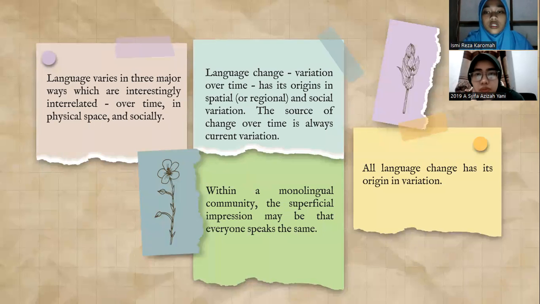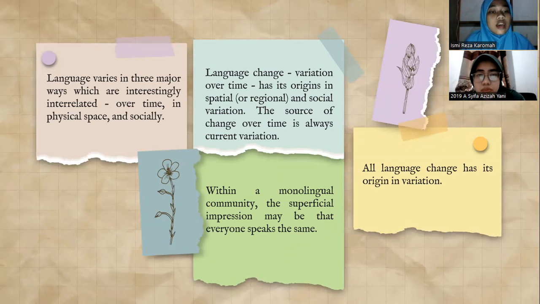Okay, so there are some points that I will talk about in this part. The verse about language varies. It has three major ways which are interestingly interrelated: over time, in physical space, and also socially. Language change, variation over time, has its origin in spatial or regional and social variation. The source of change over time is always current variation.